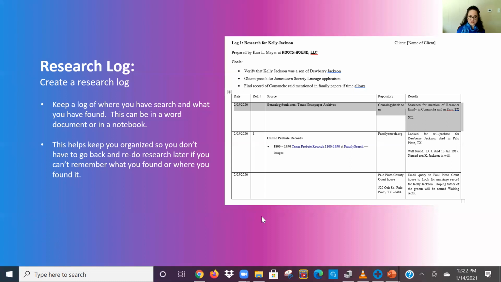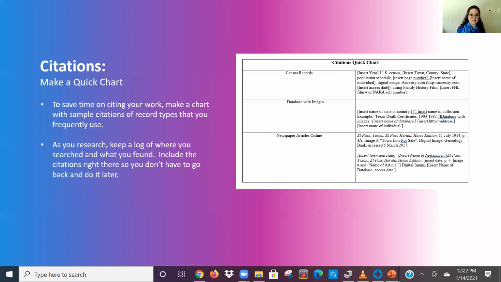Another thing that I think is important is citations. Now, I know this sounds like I'm getting out of order, because usually you worry about citations when you've finished writing a paper.